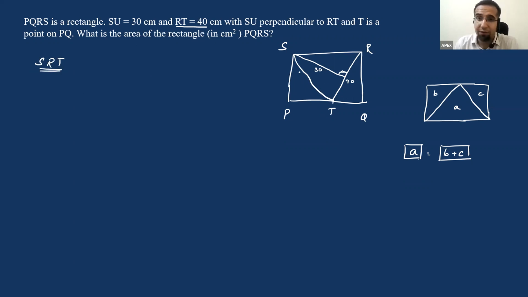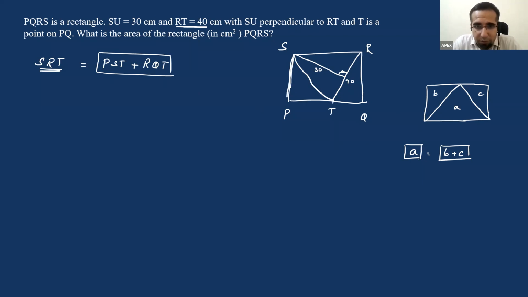Now we need to understand, if you know this theorem or this funda of rectangles, that the area of triangle SRT will be equal to the area of triangle PST plus the area of triangle RQT. This is a proof in rectangles, guys. It's a very simple proof. If you want, you can always look at it this way.